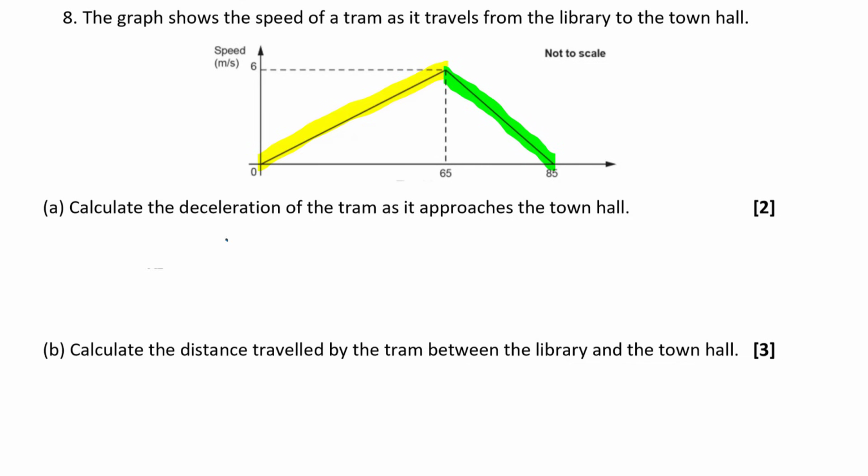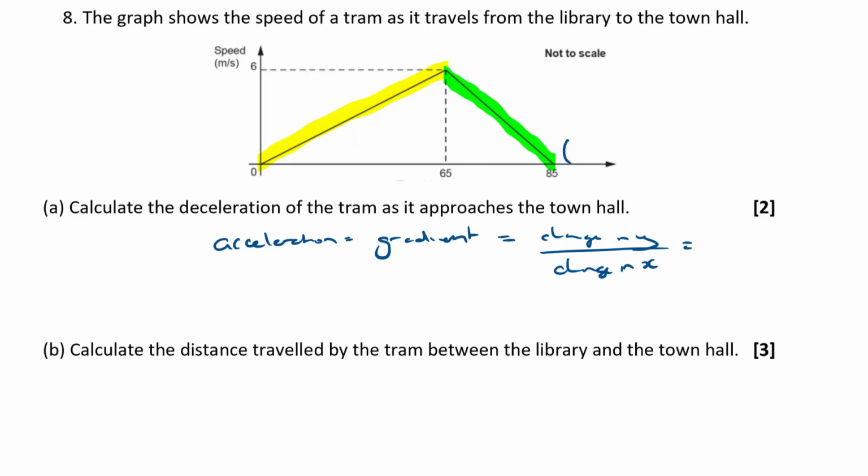Now on a speed time graph, acceleration is equal to the gradient of the line, isn't it? Now gradient is change in y divided by change in x, isn't it? In this case it's the change in the speed divided by the change in the time. So the speed changes from 6 down to 0, so that's a change of -6 actually, because it's decreased. And the change in x is this distance from here to here, 85 subtract 65, which has a difference of 20.